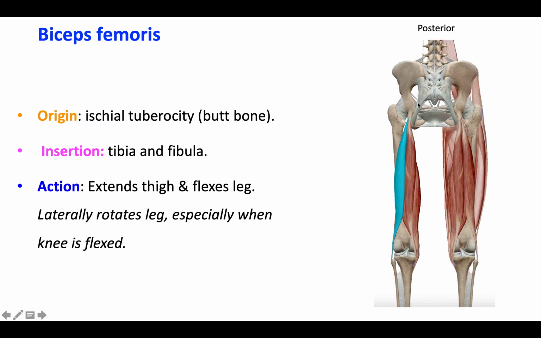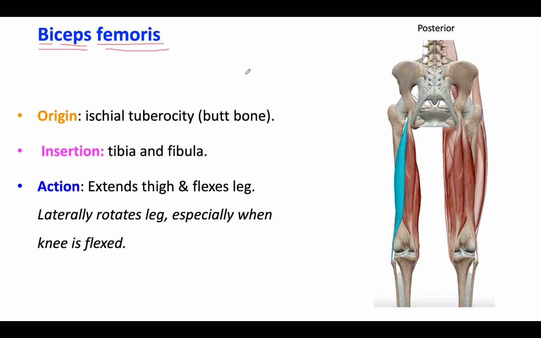So this view that we have here, you can see the sacrum. This is the posterior view. And the first muscle we're going to look at is called the biceps femoris. And why do we call this biceps femoris? Remember, biceps means two heads, and femoris is in reference to the femur.